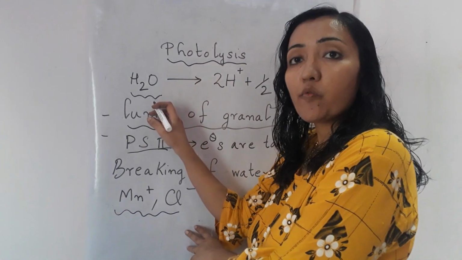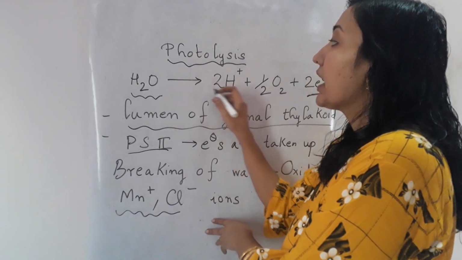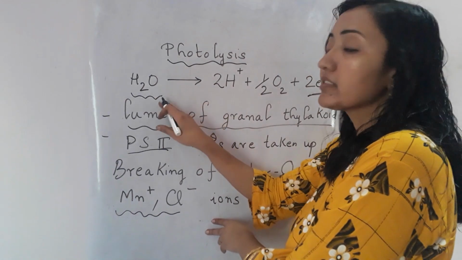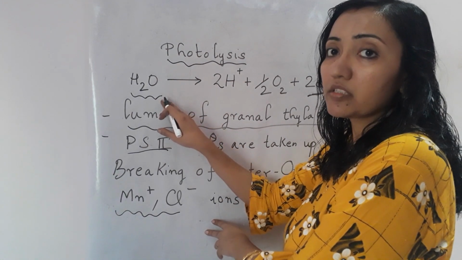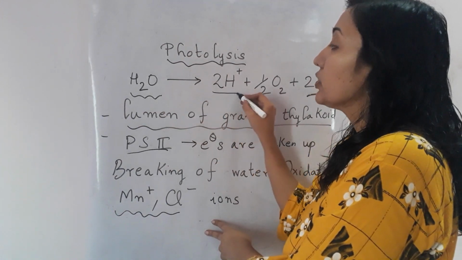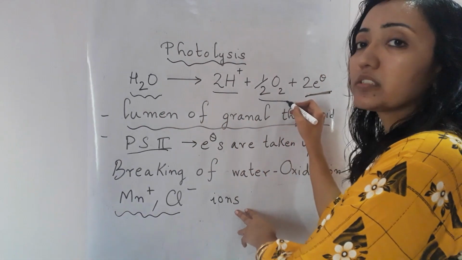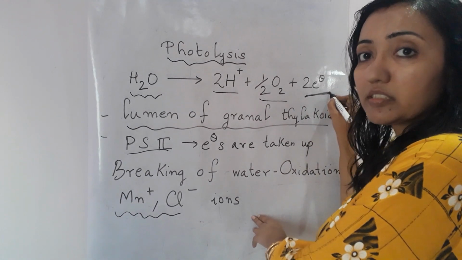Photolysis is the breaking of water which happens in the lumen of the granule thylakoid, and breaking of water is an oxidation reaction. It involves manganese and chloride ions. Photosystem 2 has enzymes which break water to give 2H plus, half oxygen plus 2 electrons. These 2 electrons are accepted by photosystem 2.